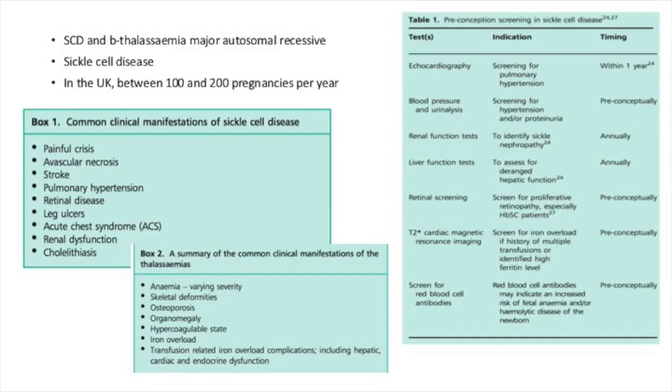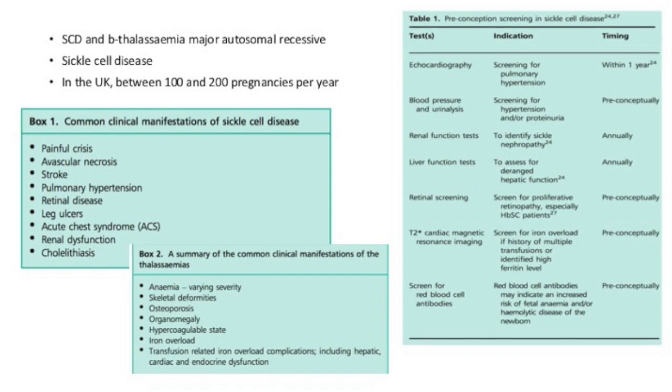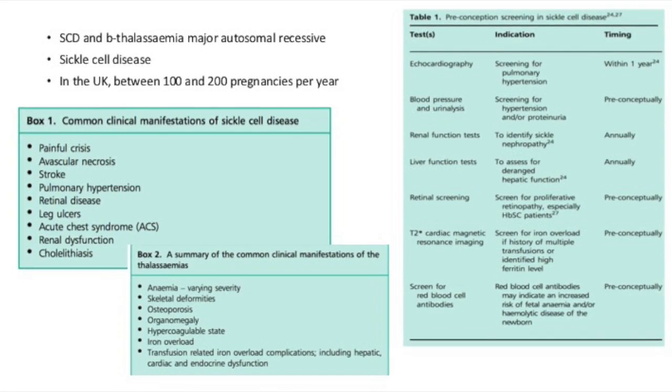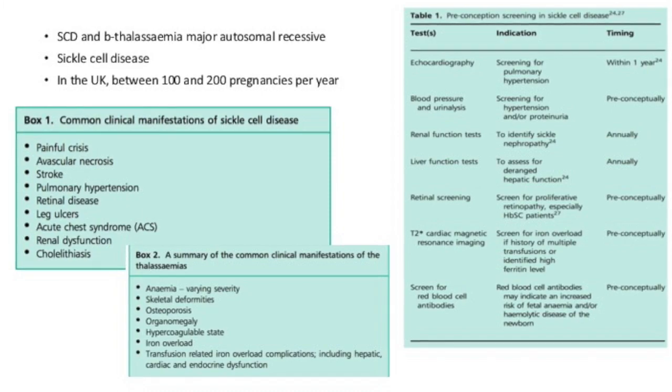Okay, so the article then goes on to say that sickle cell disease and beta thalassemia major is an autosomal recessive condition. So for sickle cell disease in the UK, there's between 100 and 200 pregnancies per year. The common clinical manifestations of sickle cell disease include painful crises, avascular necrosis, stroke, pulmonary hypertension, retinal disease, leg ulcers, acute chest syndrome, renal dysfunction, and cholelithiasis.